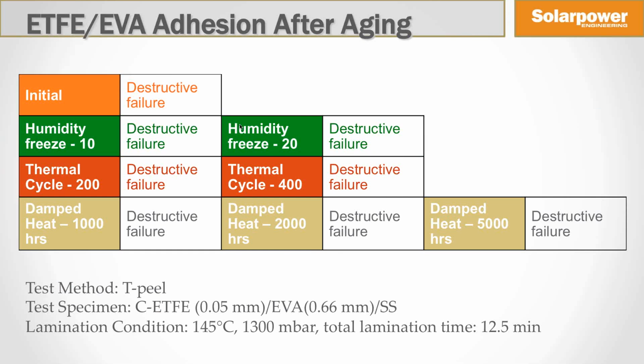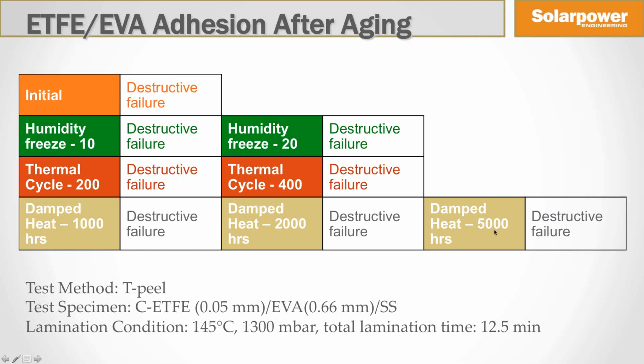This bond between ETFE and EVA was tested by performing various T-peel tests on samples that were exposed to different weathering conditions such as humidity freeze, thermal cycle, or damp heat aging. And in addition to the conventional duration of these tests, these were also tested for double the cycles, such as 20 for humidity freeze and 2000 hours for damp heat, and even higher in some cases.